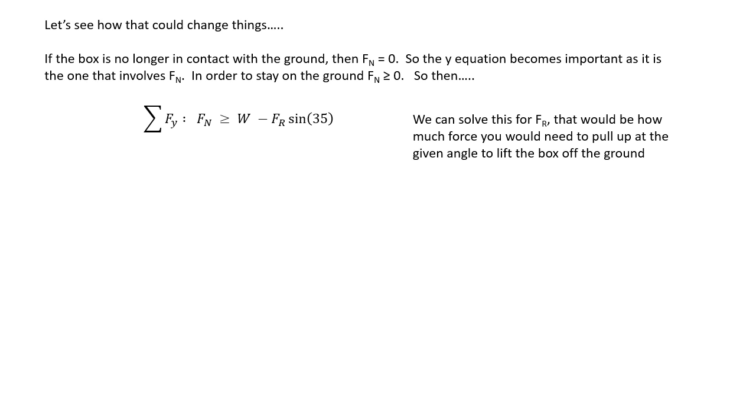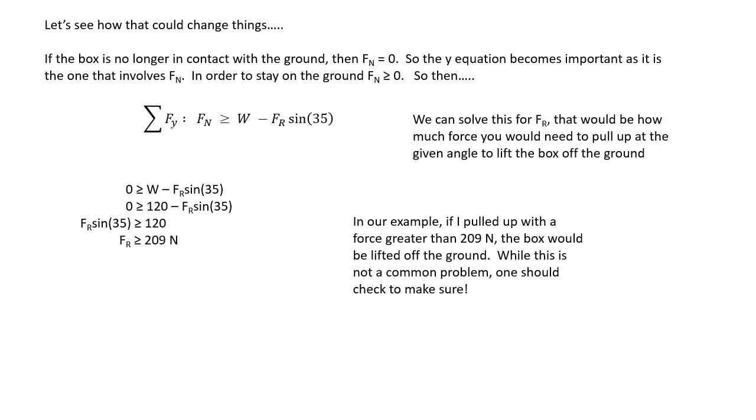I can solve this for F sub r. That's how much force I would have to pull up at the given angle to lift the box of the given mass off the ground. 0 has to be greater than the weight minus F sub r sine 35. We know the weight was 120 newtons, so 0 is going to be greater than or equal to 120 minus F sub r sine 35. That means F sub r sine 35 has to be greater than 120, or F sub r has to be greater than or equal to 209 newtons. In this example that we've just done, if I pulled up with a force at 35 degrees greater than 209 newtons, the box would be lifted off the ground.